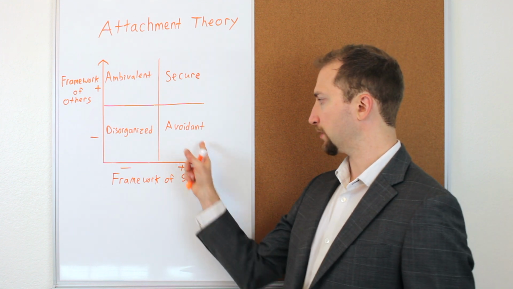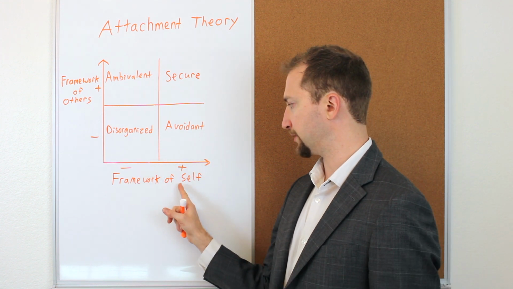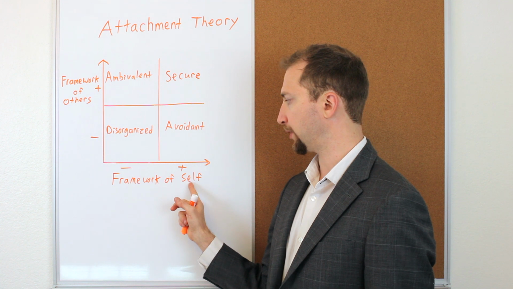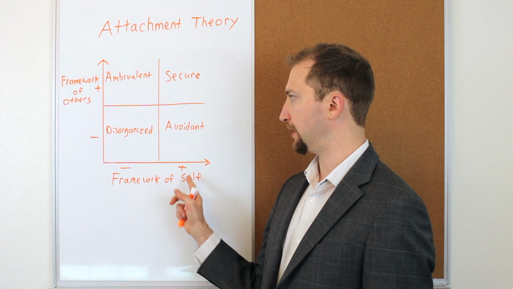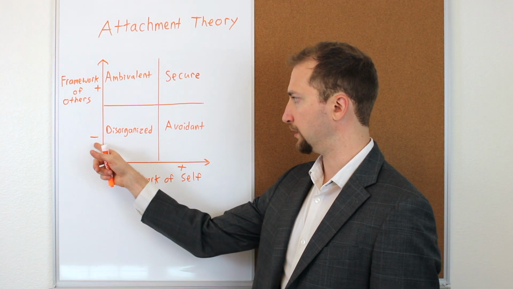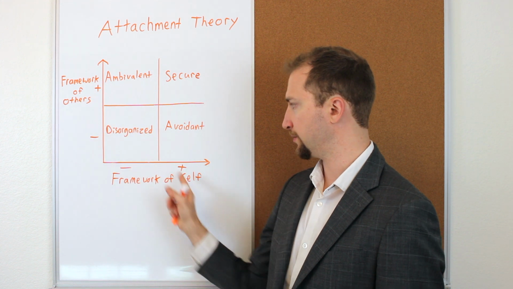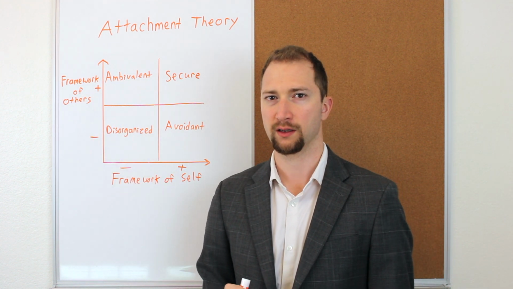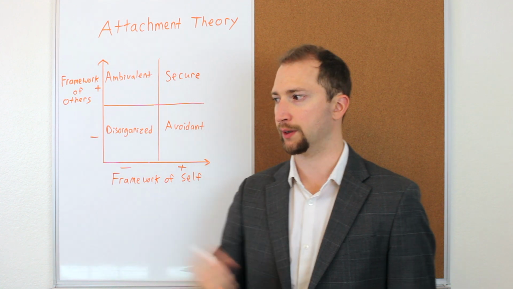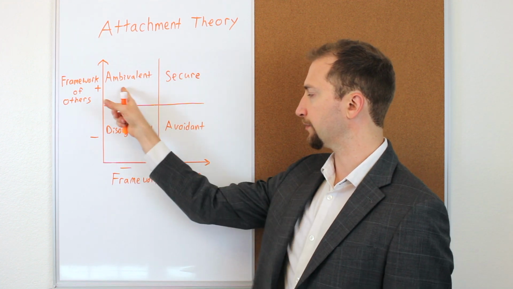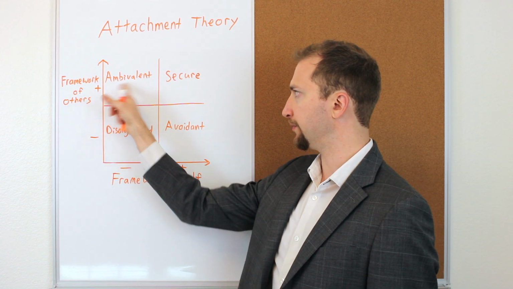Okay, part of it's okay where they have a positive framework of self for the most part. But that negative framework gets cultivated about other people. So I trust me, but I don't trust others. I'm capable, but others are not. Okay. So then over here we have ambivalent attachment style.